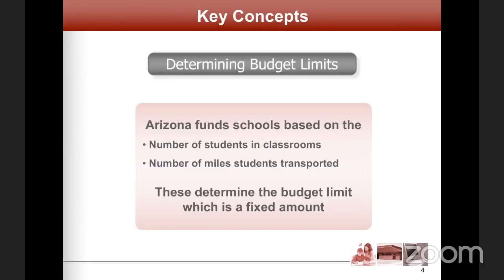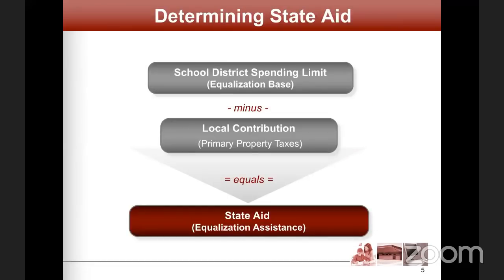So how are our budget limits determined? It's based on a formula in Arizona Revised Statute, and the items that we enter into those formulas are the number of students in classrooms and the number of miles that students are transported. Next slide, please. So once that information is entered into the formulas, we end up with our equalization spending limits. We first look at how much property tax the assessed value in our boundaries will generate, and we subtract that from our spending limit. And the remainder of that money comes from the state in equalization. Next slide, please.